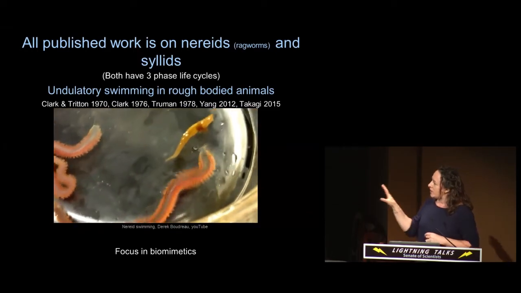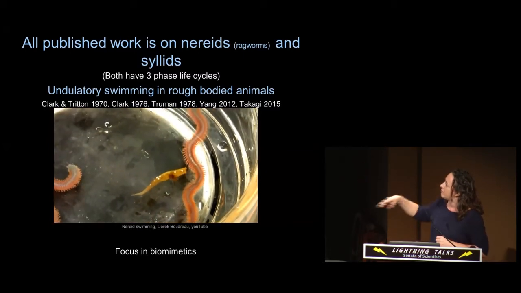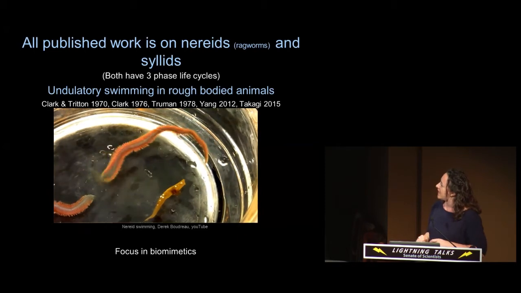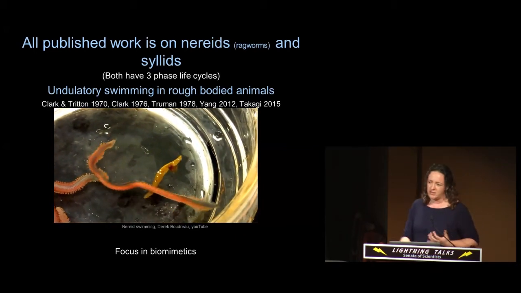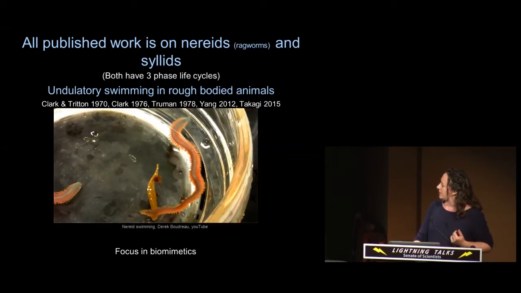They also have pelagic larvae, but the pelagic larvae are shaped so differently that it's hard to compare the swimming abilities. And what polychaetes are always described as doing is undulatory swimming, which you see here. The body waves back and forth. The wave is generated from the back of the body and moves towards the head. And it's described as undulatory swimming in rough-bodied animals. So they kind of ignore the parapodia that are there. It's difficult to include them in the models.